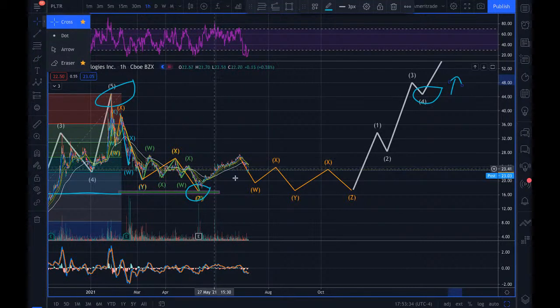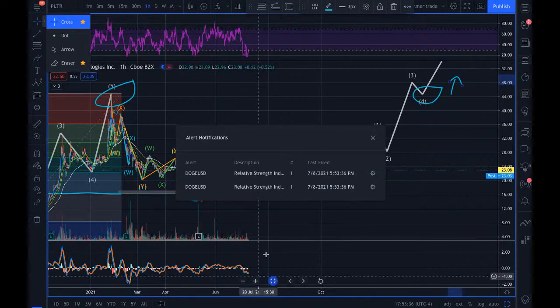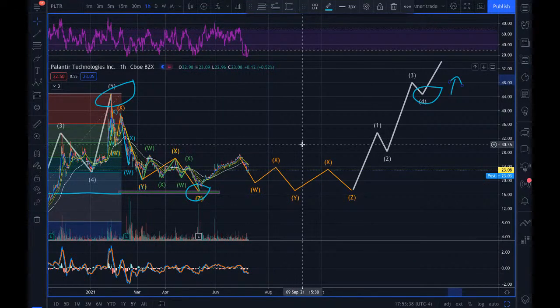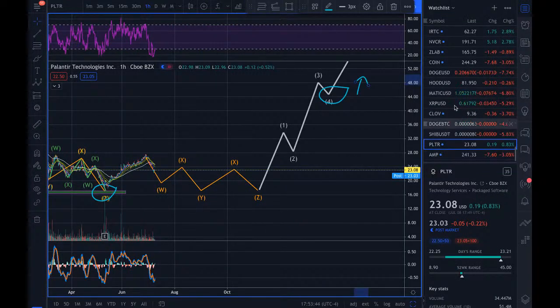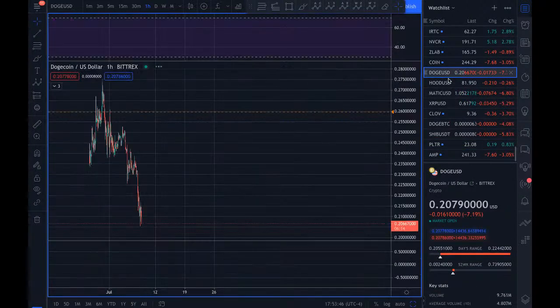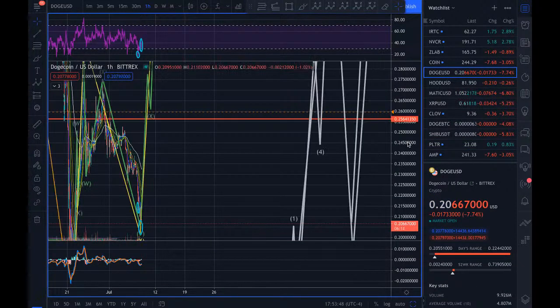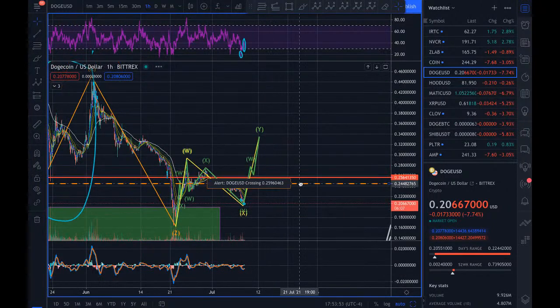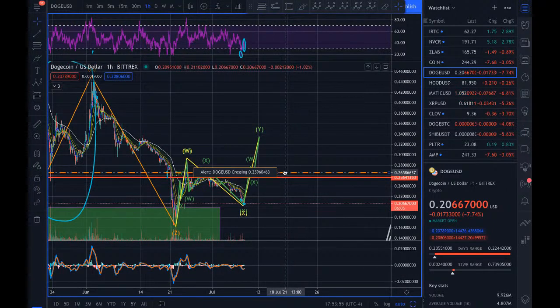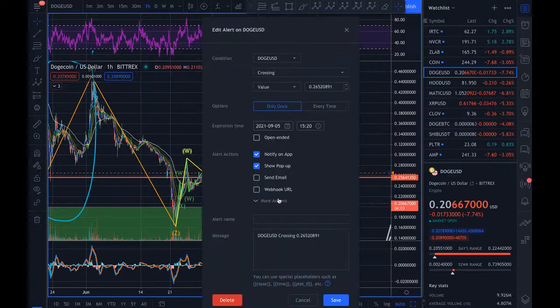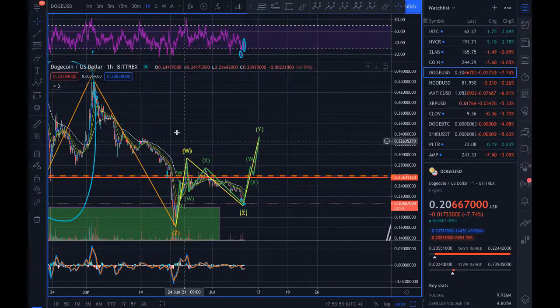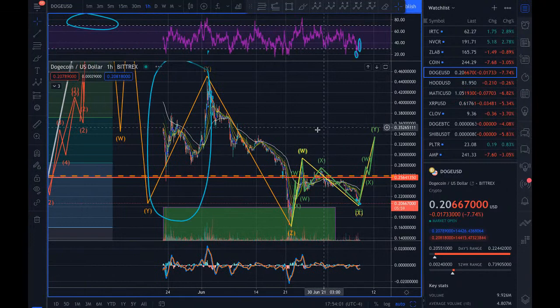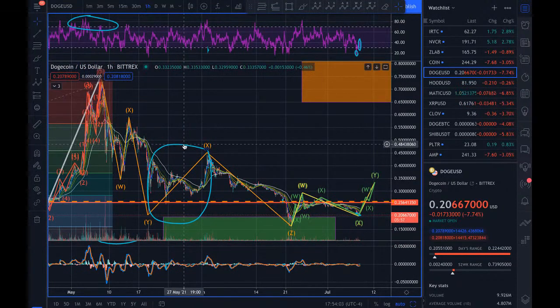So there are also signs you could, uh-oh, my alerts are going off. All right, let's go back to Doge and see what the alerts are. And there's a crazy storm going on outside the window. I did not mean to do that. Okay.